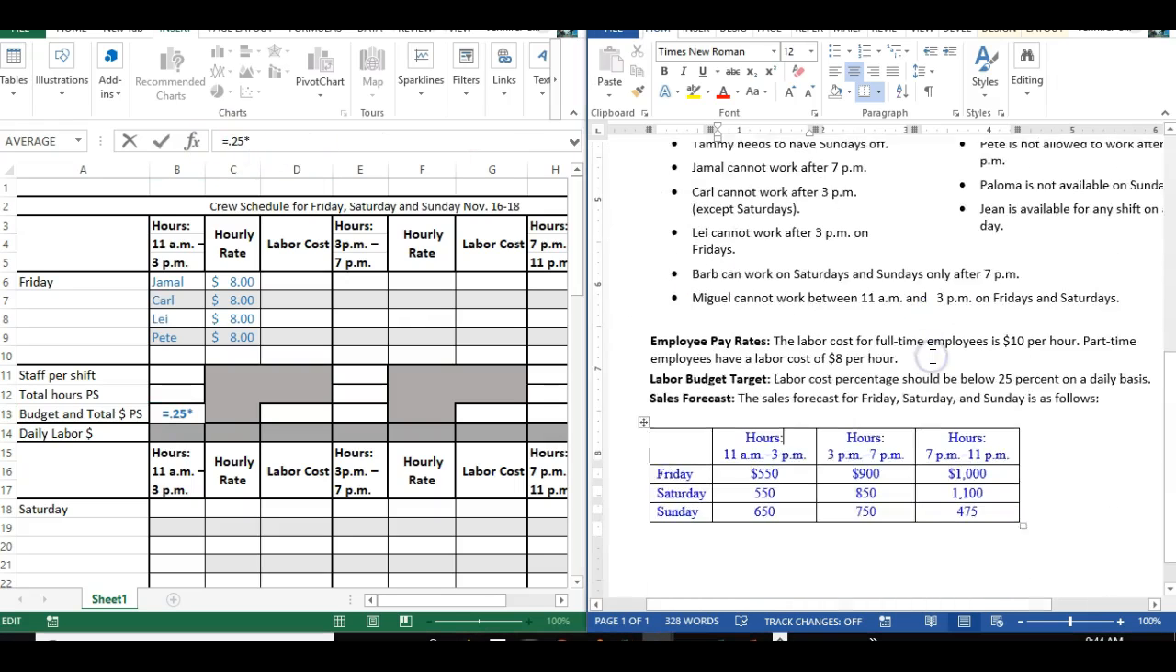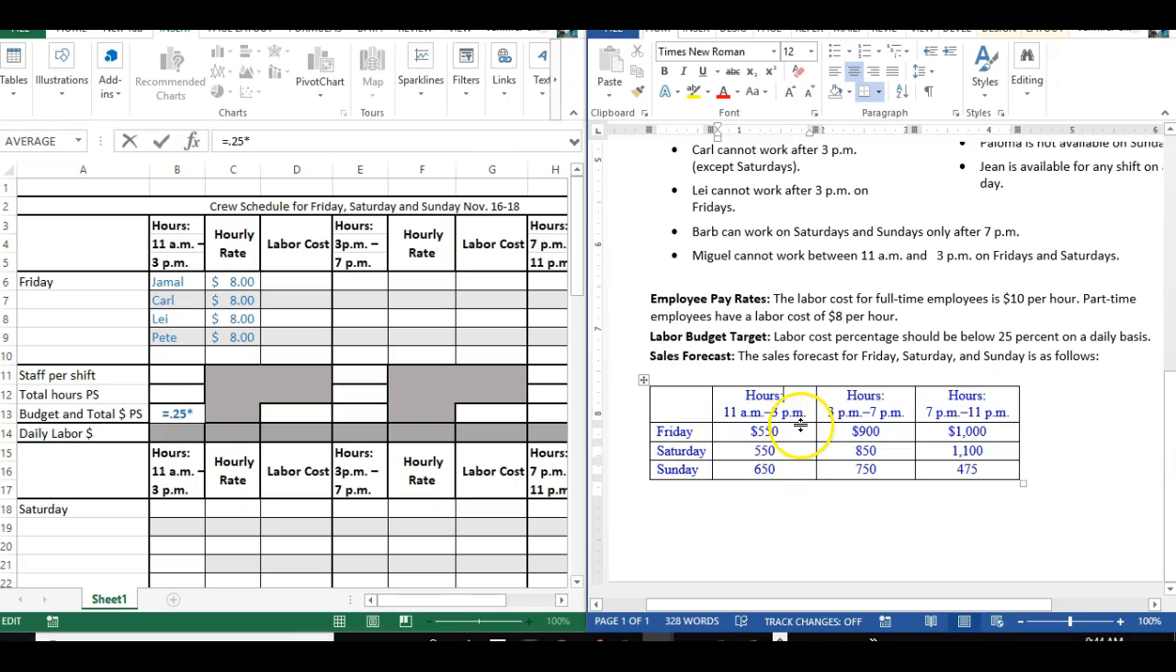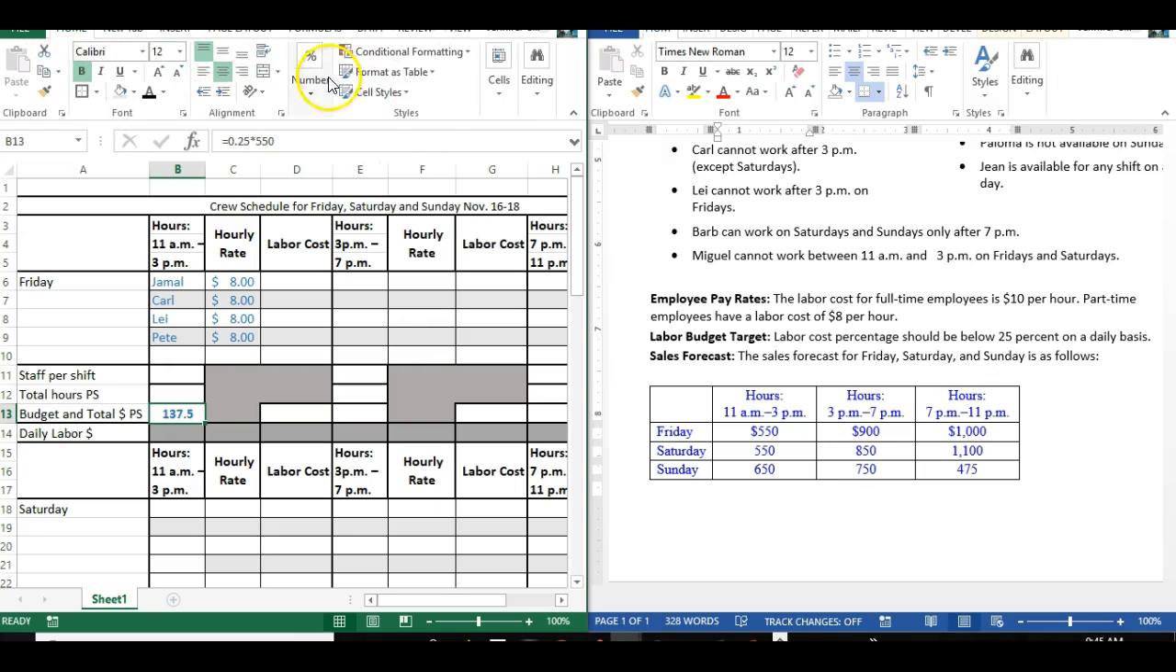And then we look back at our sheet and we know that we have projected the sales forecast of $550. So then times the 550. So we have a total of $137.50 to spend on labor for this day.